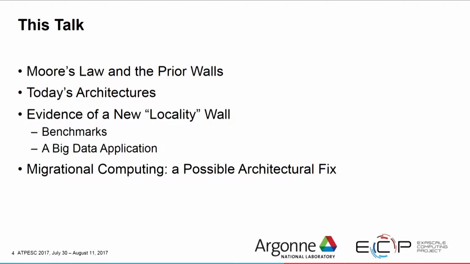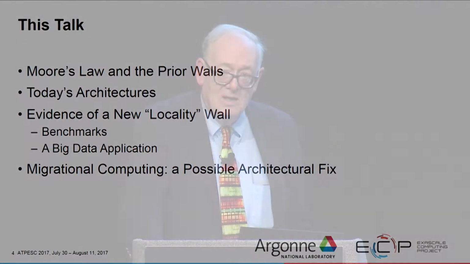So I'm going to talk about 4 topics. I'm going to go back and touch very briefly on Moore's Law and what went into the first prior walls. Then I'll summarize what that means, where we've ended up in terms of architecture today, then talk about the evidence for the new wall. Because I said the need for new architectures, I'll also throw out one new idea that's a possible fix. That happens to come from a startup of mine, but that's okay.